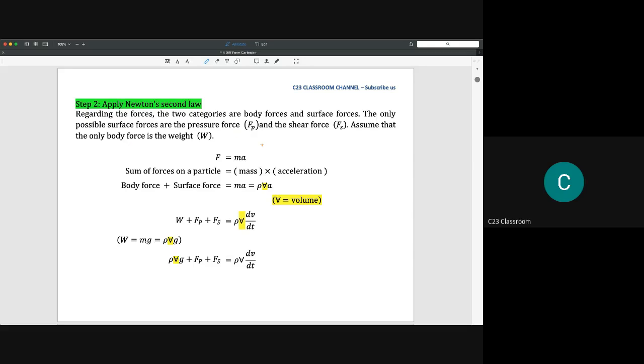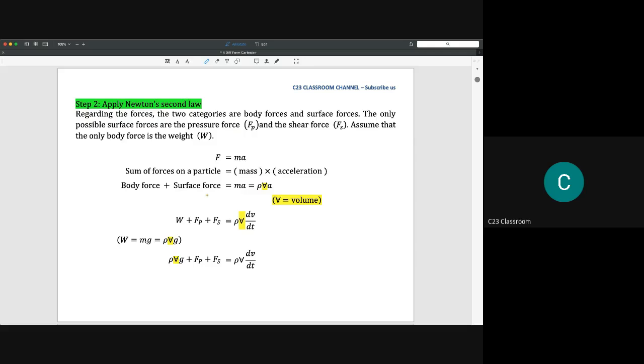Okay, the main idea to calculate the force is F equals ma, where m is the mass and a is the acceleration. The total force that occurs in this situation is body force plus surface force, which is equal to mass times acceleration. We could expand the equation for mass, so we write rho times volume. This symbol is for volume, as I previously explained. And then a is the acceleration.